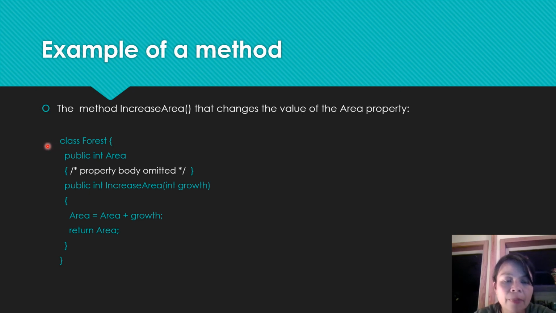Okay, so you have the class Forest, and then you have the field, the property here, which is public, and it's an integer. This is the field area. And we have public integer, and this is the method increaseArea. The method says area is area plus growth, and then you return area. So you're adding the growth to the area. So the method is called increaseArea.